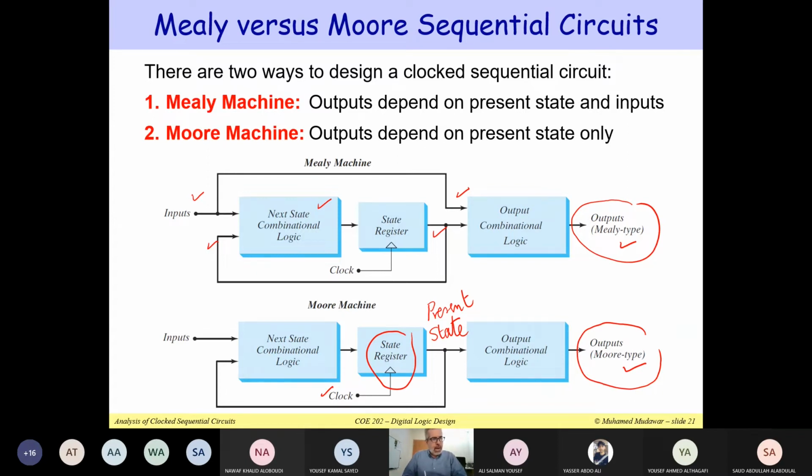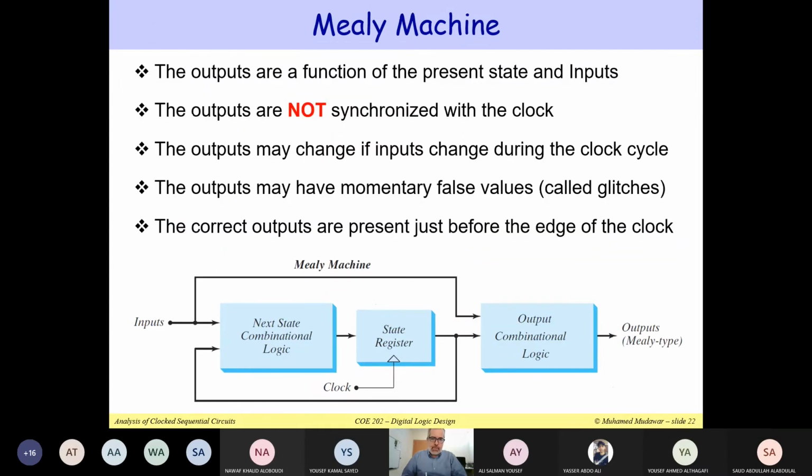I'm going to show you an example of each one of these different types of sequential circuits. Let me start with Mealy. This is the Mealy sequential circuit. Notice that we have the state register here in between. These are the flip-flops. They are synchronized with the clock. We have two combinational logic blocks: combinational logic for the output, and combinational logic for the next state.